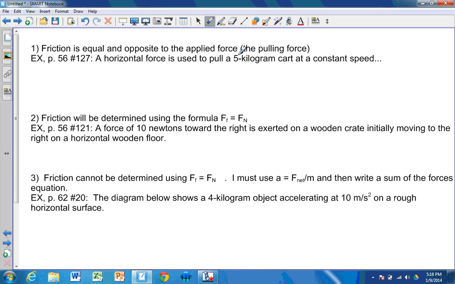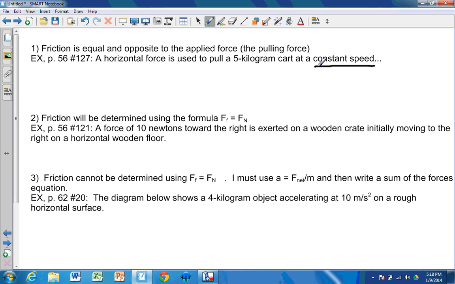And so, for instance, on page 56 in the Regents workbook, question number 127, the information that I am given is as follows. A horizontal force is used to pull a 5-kilogram cart at constant speed. And if I see the words constant speed, or another way of saying constant speed is zero acceleration, if I see those words, then I know that friction is equal and opposite to the applied force, which means if I'm told the applied force, I automatically know the friction force. If I'm told the friction force, I automatically know the applied force, the pulling force.